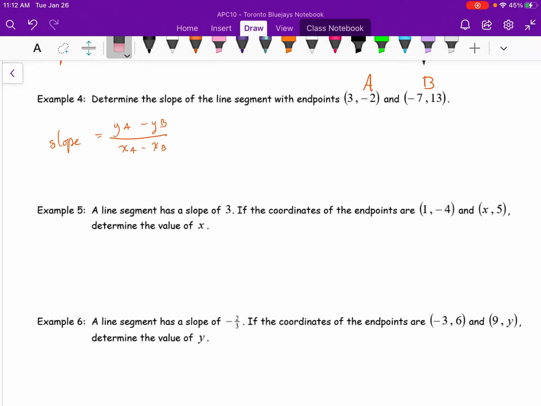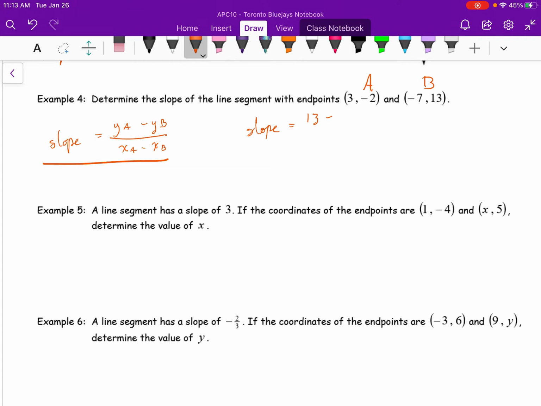Let us continue to example number 4. Determine the slope of the line segment with endpoints (3, -2) and (-7, 13). The slope, so I'm just going to write down slope. There's my formula. I'm going to label one endpoint A, one endpoint B, and I'm just going to plug in the formula.